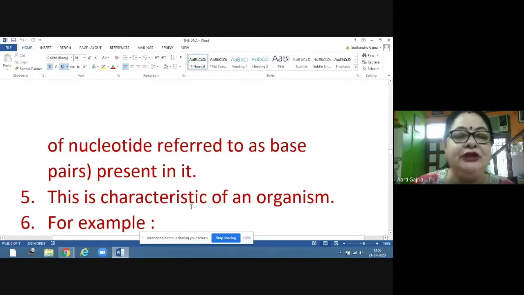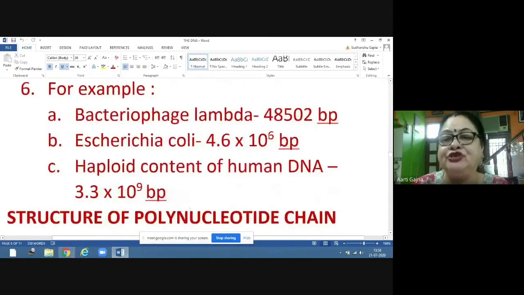For example, bacteriophage lambda is having 48,502 base pairs. Escherichia coli, which is commonly called E. coli bacteria, is having 4.6 x 10^6 base pairs. And haploid content. What is haploid content? N number. That means half. Haploid content of human DNA is 3.3 x 10^9 base pairs. So this is characteristic of each organism.